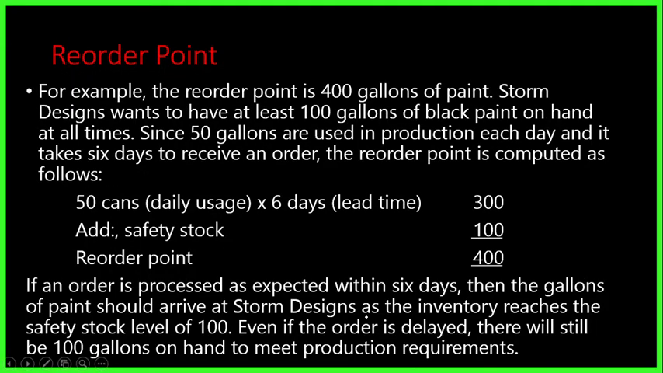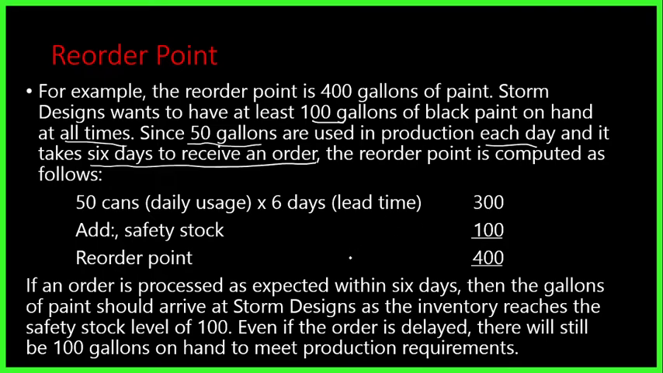So, let's have an example. Let's assume that you have a company, Storm Designs, with a reorder point of 400 gallons. How was the 400 gallons computed? They considered 100 gallons at all times. This is now your safety stock. Also, 50 gallons are used in production each day. So this is now the usage. 50 gallons per day, and it takes 6 days to receive an order. So this is now your lead time.